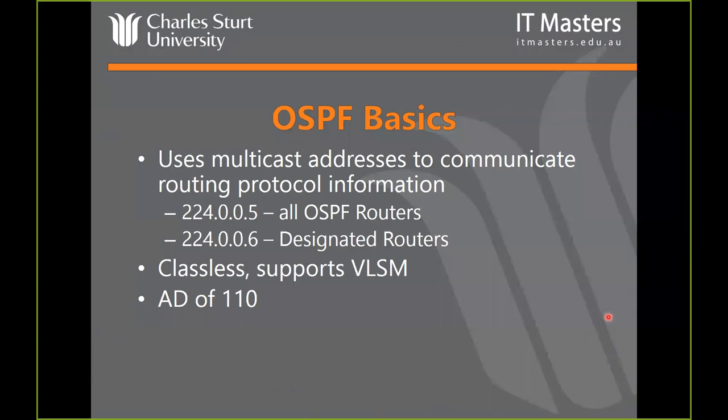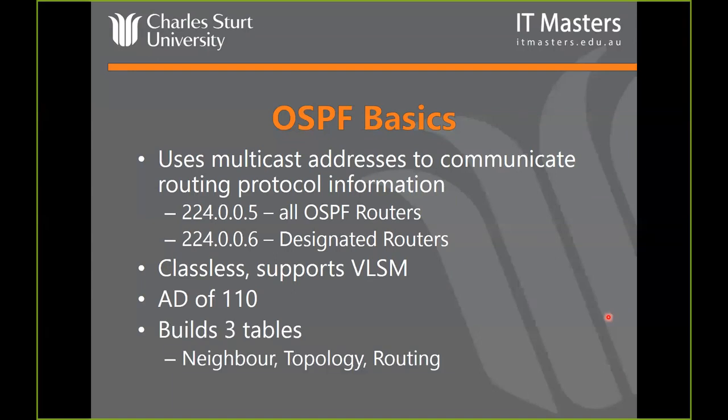It is classless and supports VLSM and obviously CIDR. It has an administrative distance of 110, or a trustworthiness of 110. And as I said earlier, it builds three tables: a neighbor, a topology, and a routing table. It's important you understand that, and important that you also understand that it's the same for EIGRP. So a lot of this stuff in OSPF is equally applicable to EIGRP. The difference being obviously the multicast address that EIGRP uses. It only uses one, so it uses .10.